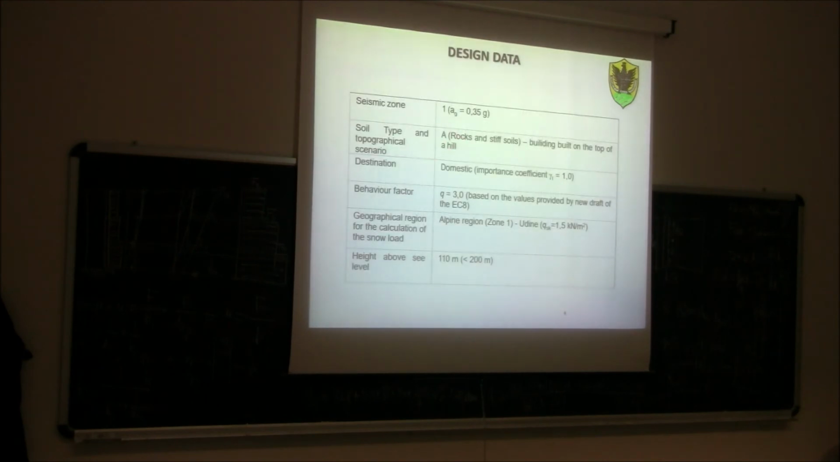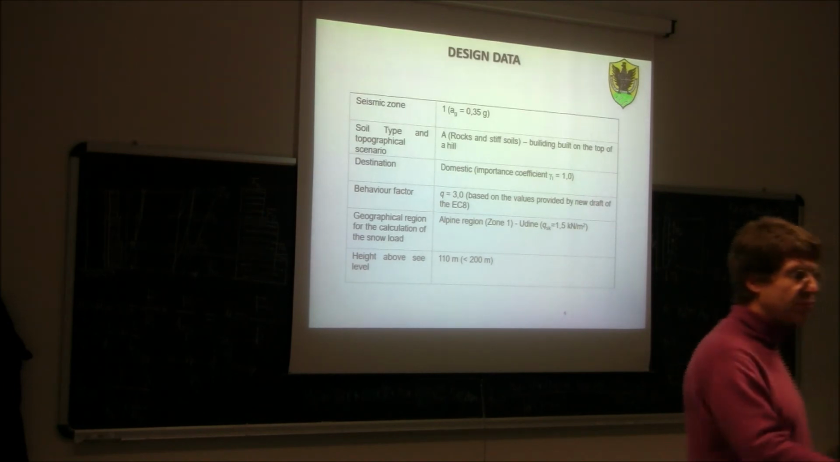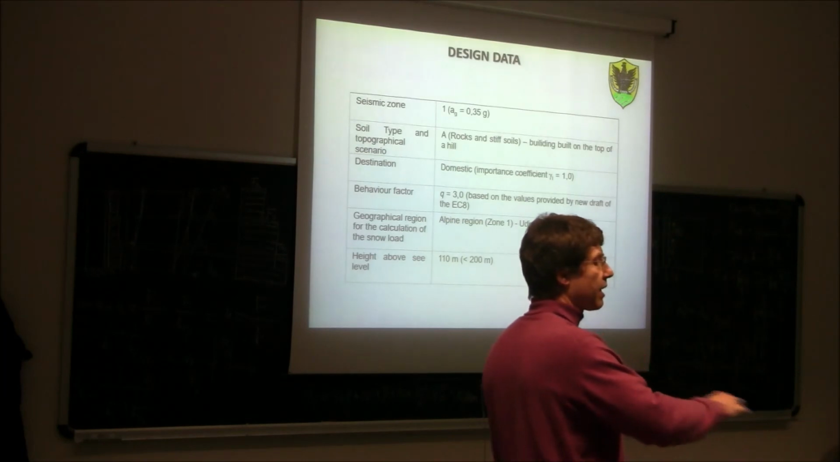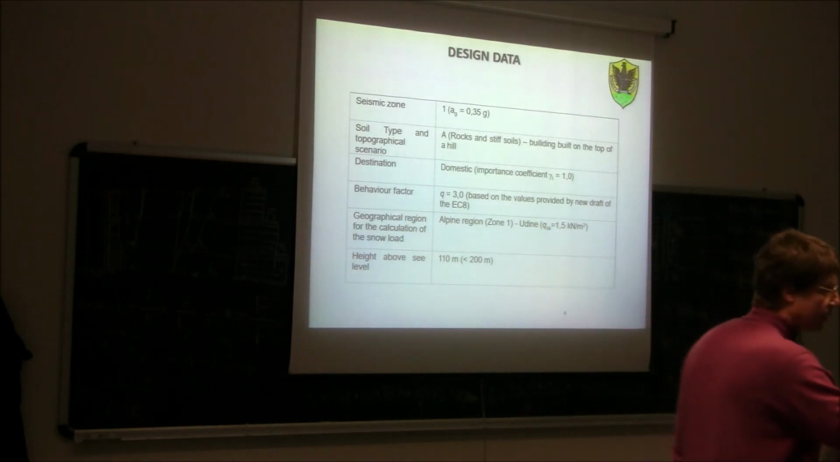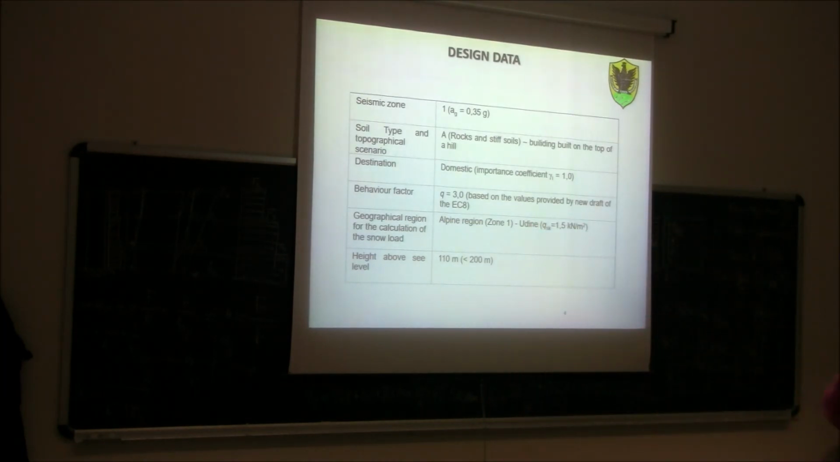Seismic zone, for example seismic zone 1, AG is 0.35 g. To save time, just assume that you have this building located at exactly the same point as the other building that you have designed. So you got the AG and the type of soil, and you already got the elastic spectrum, basically. So you use the same elastic spectrum.